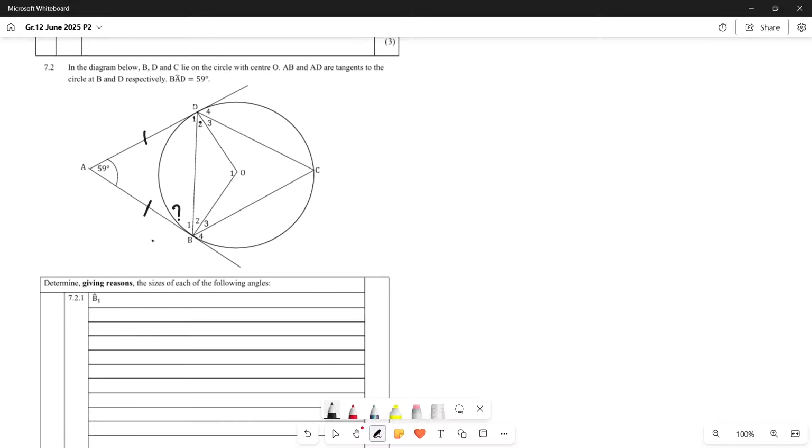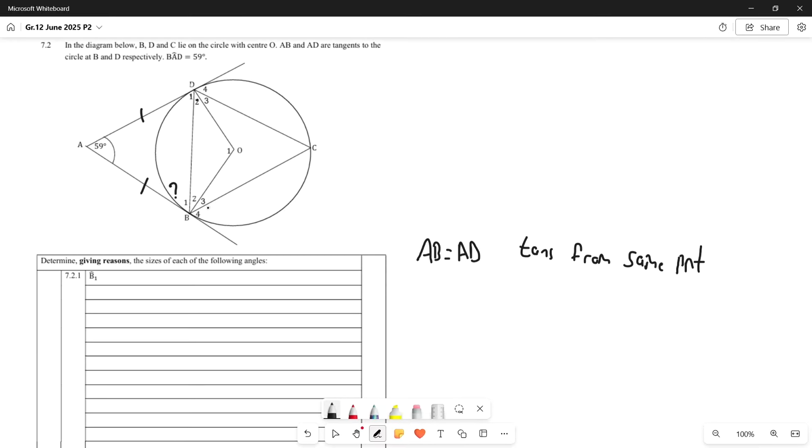So that means we're at a good starting point. The fact that we want B1 is great, considering we know the angle A and we know AB is AD. We do have to write that with a reason. So we're going to start there. AB equals AD, tans from same point. So because of that, we can then do interior angles of a triangle, saying A plus B1 plus D1 equals 180 degrees, interior angles of a triangle.